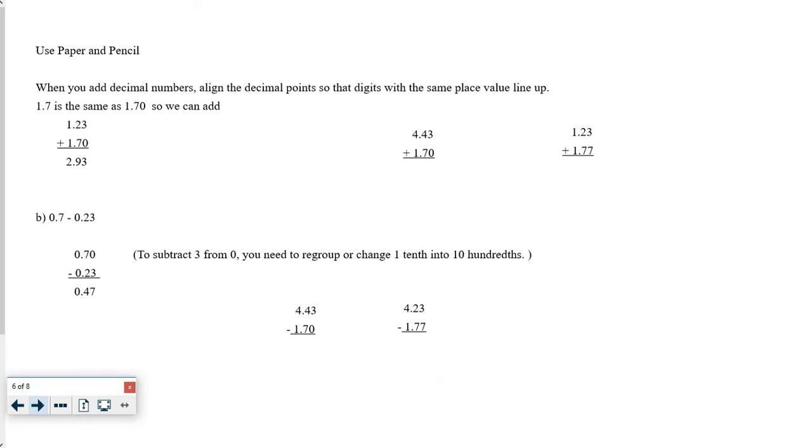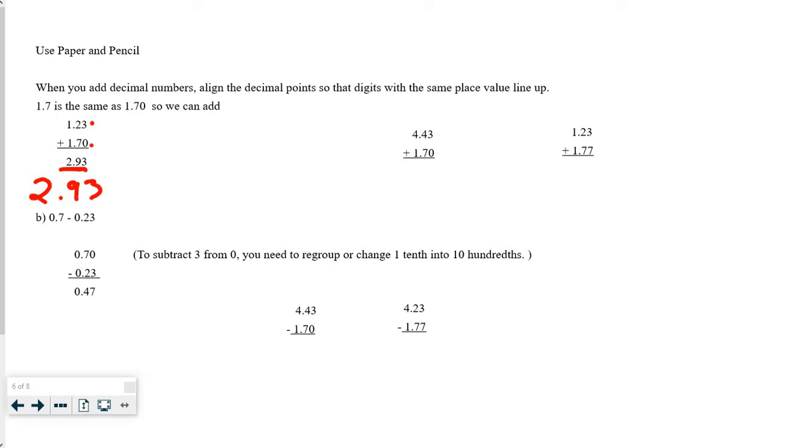So to use pencil and paper to get the actual answer, we're going to line them up, and then we're going to add them up. So 3 plus 3 plus 0 equals 3. When we add up 2 plus 7, we know that that equals 9. And when we add up 1 plus 1, it equals 2. So that answer is 2.93.